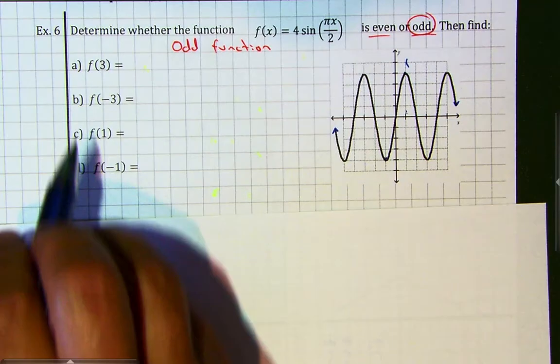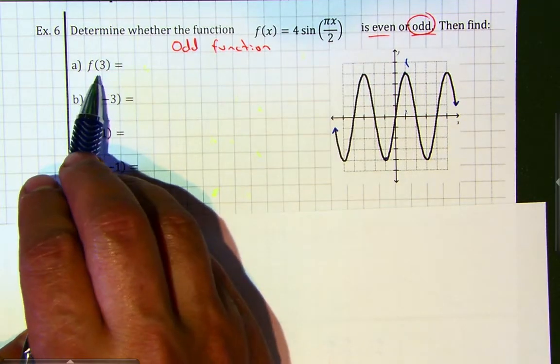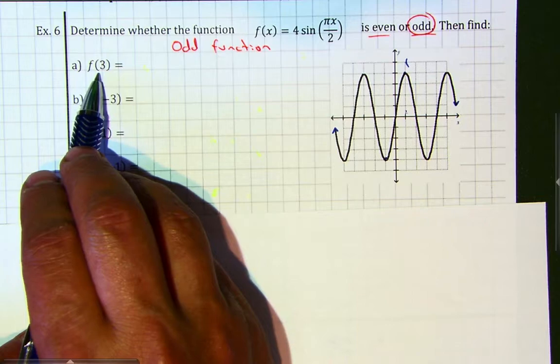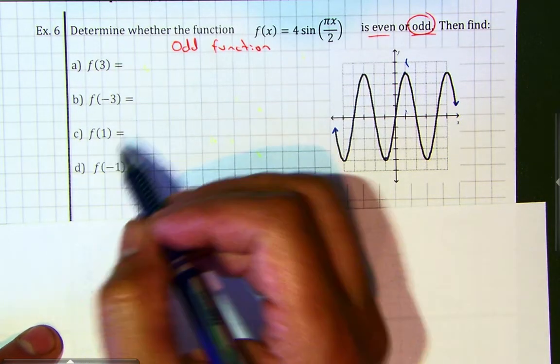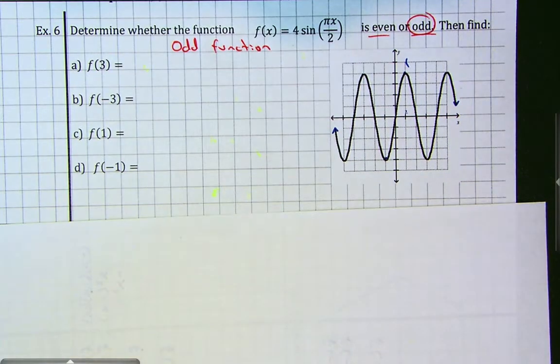Now that we know it's an odd function, we need to find f of 3. So find f of 3, f of negative 3, f of 1, f of negative 1. Go and pause it, see what you get, and then we can continue.